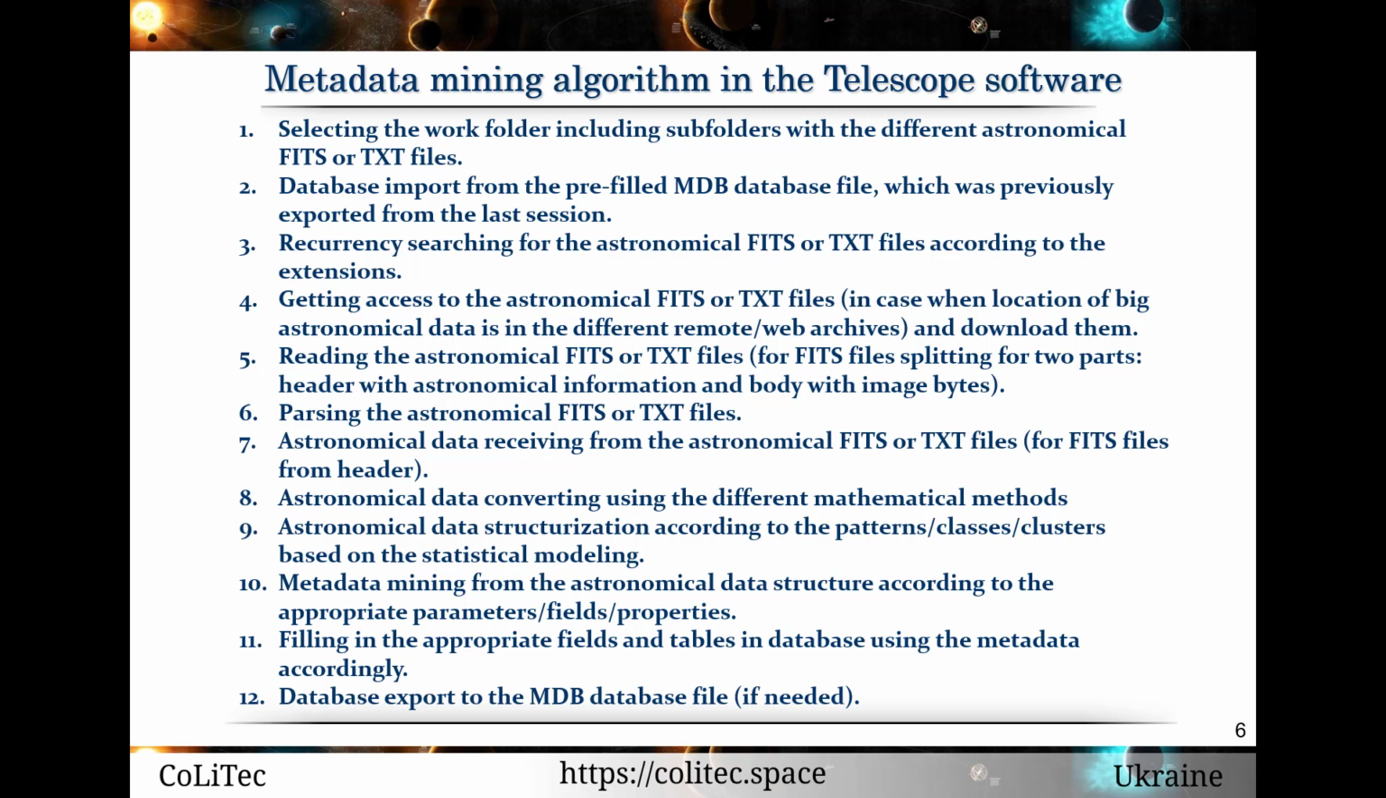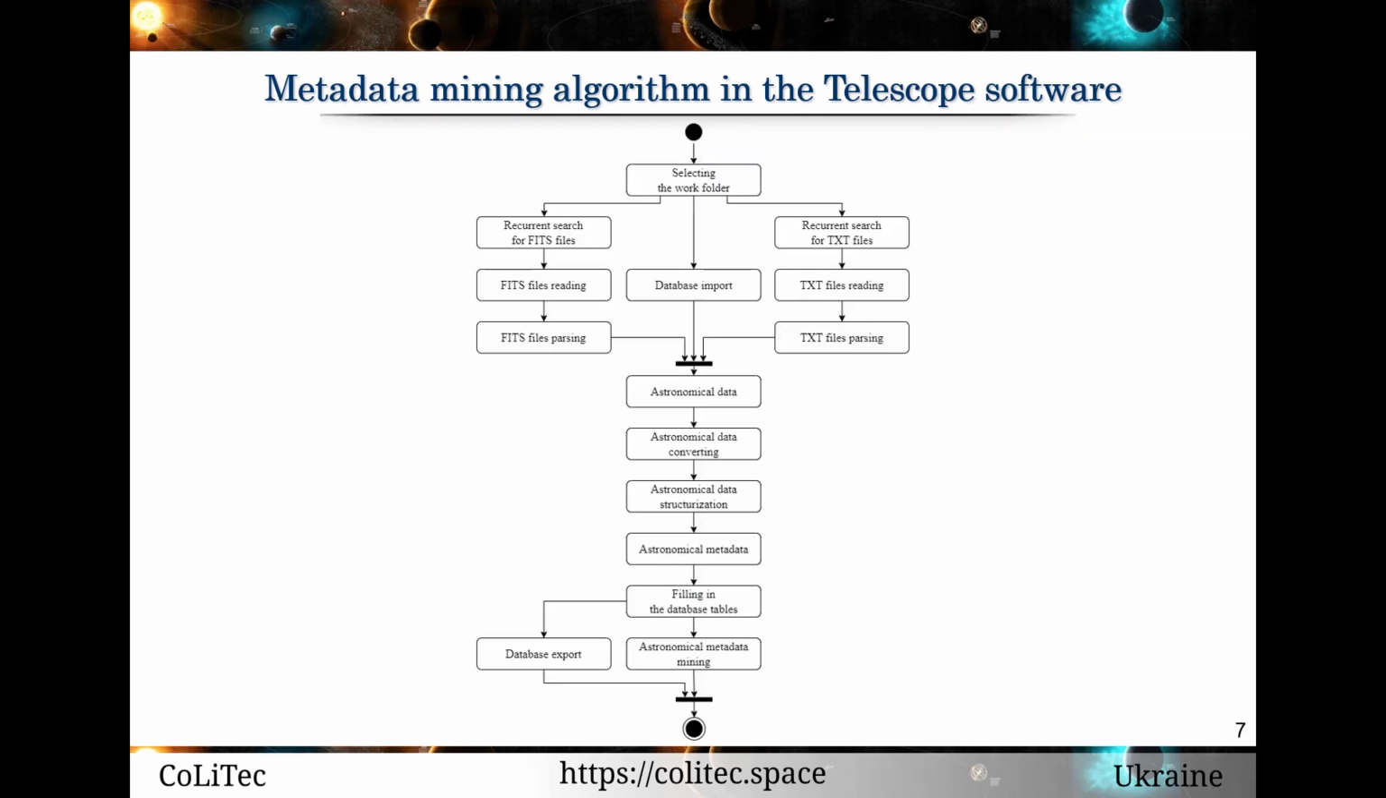Such parsed data were used for different purposes of astronomical image processing and even machine vision. The telescope software realizes different data mining tasks like receiving, storing, selecting, preprocessing, transforming, useful data extraction, classification, and knowledge discovery in databases. The telescope software implements the following algorithm for astronomical metadata mining. And the representation of such an algorithm in view of the UML diagram is presented on this slide.